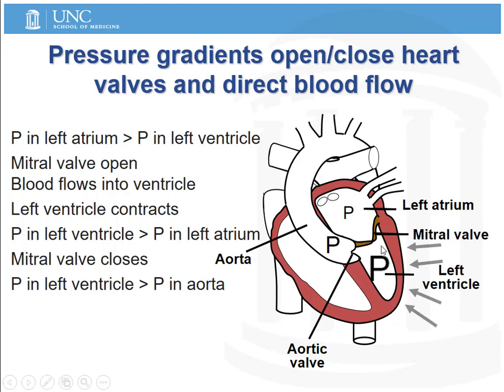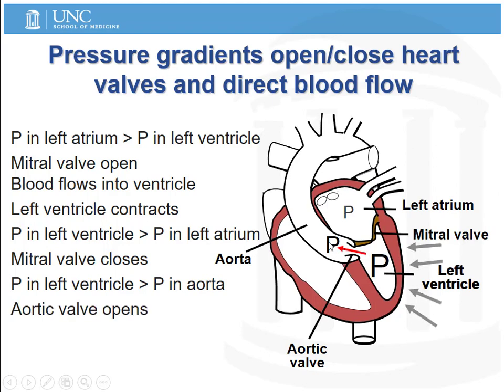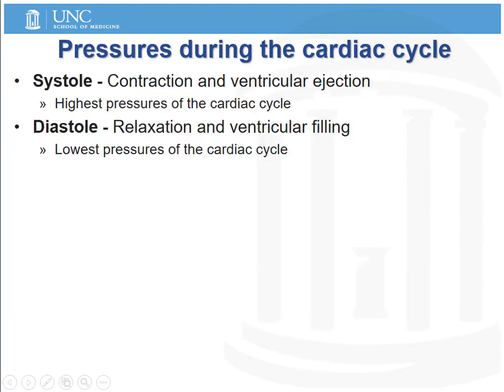But as the left ventricle continues to contract, the pressure in the left ventricle eventually exceeds the pressure in the aorta, causing the aortic valve to open. Blood can then flow down its pressure gradient from the left ventricle into the aorta and out into the systemic circulation. The pressures throughout the cardiac cycle are dynamic.